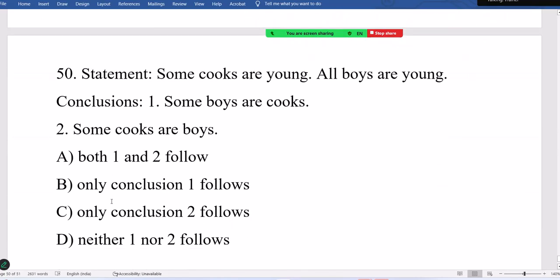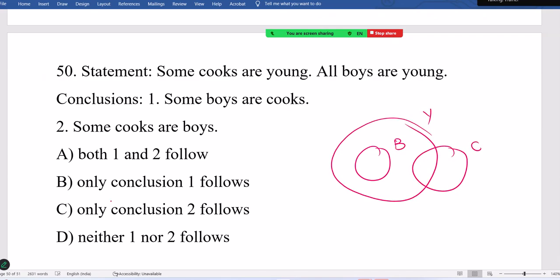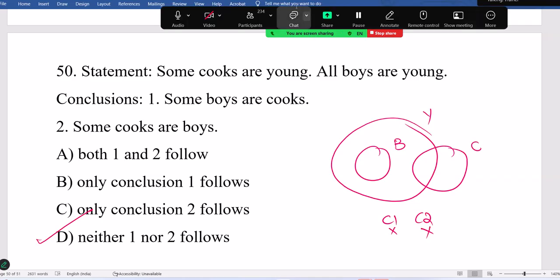Some cooks are young, all boys are young. All boys are young, some cooks are young. Some boys are cooks, some cooks are boys, both fail here. Cooks and boys, no relationship, both fail in one diagram, then answer is neither one nor two. Right?